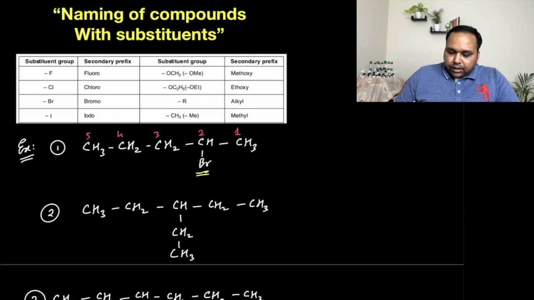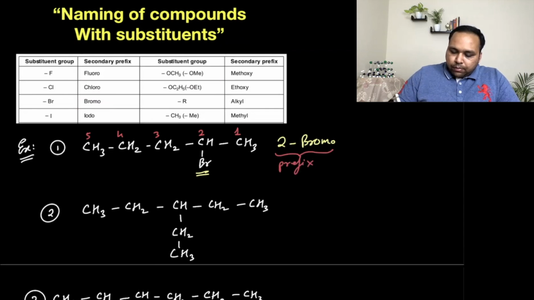So the bromine comes as prefix. You can look at this here. The prefix for bromine is bromo. So it's placed at position 2. We name it as 2-bromo. This is our prefix. This is the prefix for the compound name.